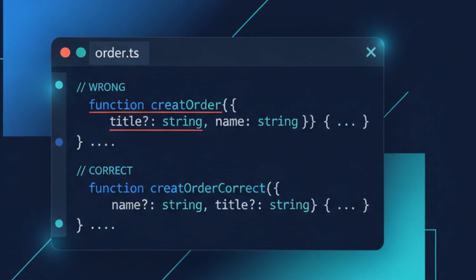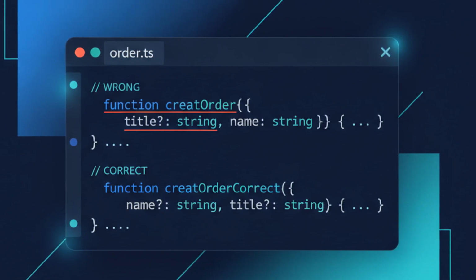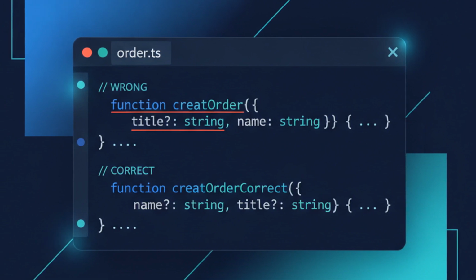Next up in our TypeScript track, we dive into interfaces and type aliases. How to give shape to your objects and reuse types everywhere.